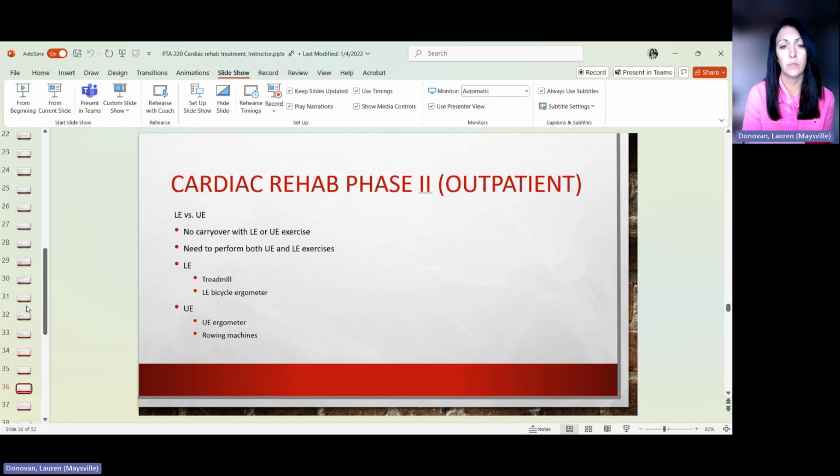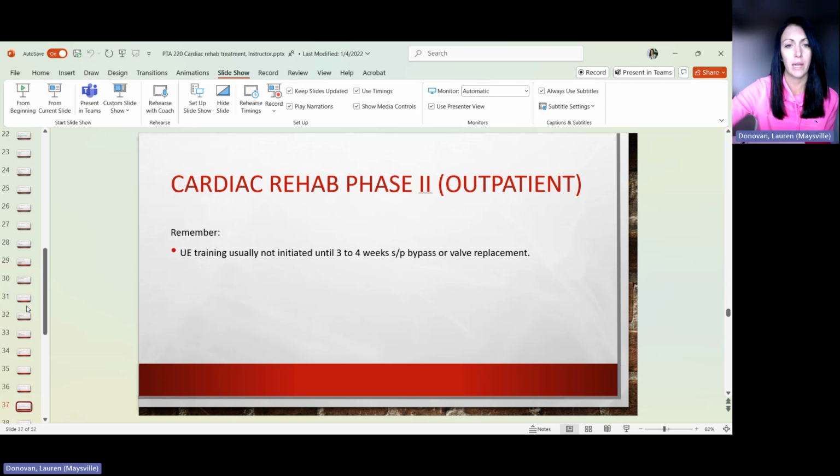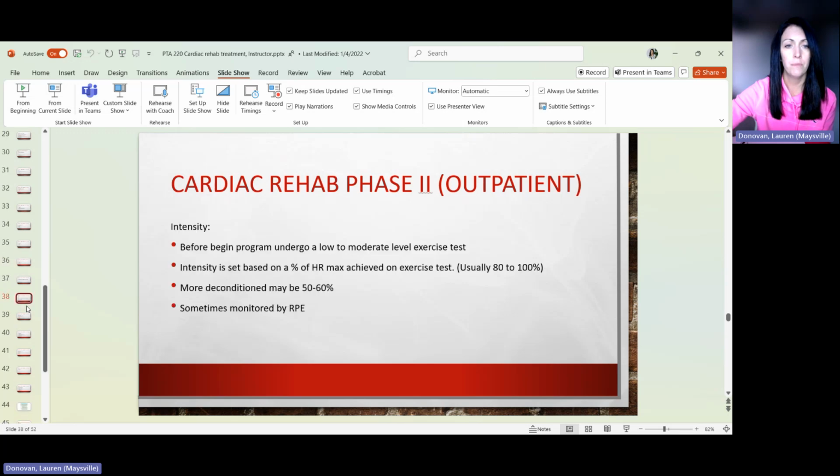are just some examples. There's several other pieces of equipment like a NuStep. They have not just a treadmill, but an elliptical. I'm trying to think what else you could use. So there's several different types of equipment that you can use to improve endurance and aerobic activity. Now, just keep in mind that upper extremity training usually is not initiated until 3 to 4 weeks status post bypass or valve replacement. So that's important to know.